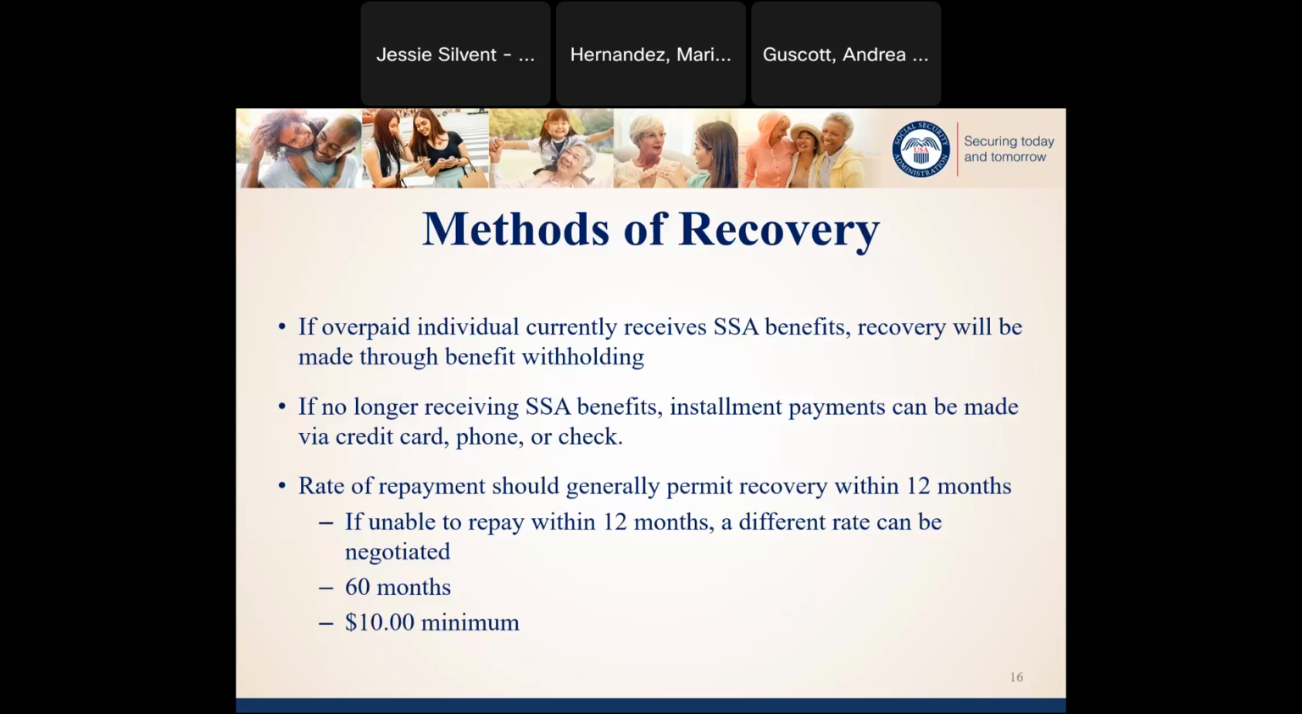Now, in these circumstances, we will ask for financial evidence supporting that person's statement that they can't afford to repay more than a certain amount per month. That usually just includes evidence of their income and their expenses. So rent, mortgage, utility bills, grocery expenses, and any other monthly bills that they are responsible for.